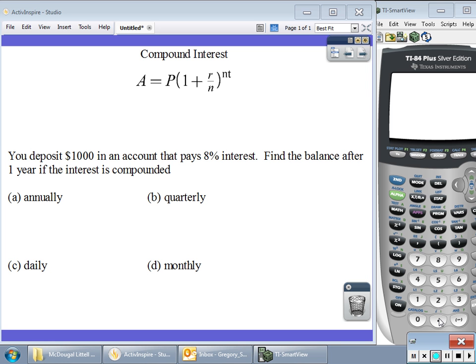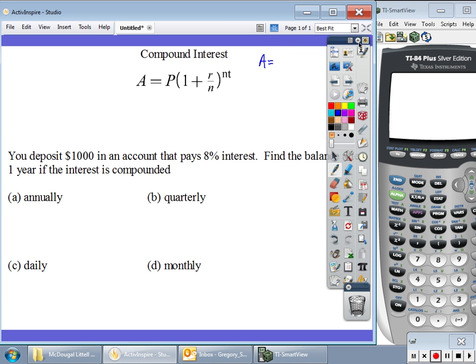Okay, so another important application of exponential growth is compound interest. We have a formula here: A is P times (1 plus R over N) raised to the NT. This will be given to you on a formula sheet, but it should look vaguely familiar to you. We've been studying a formula that is Y, rather.